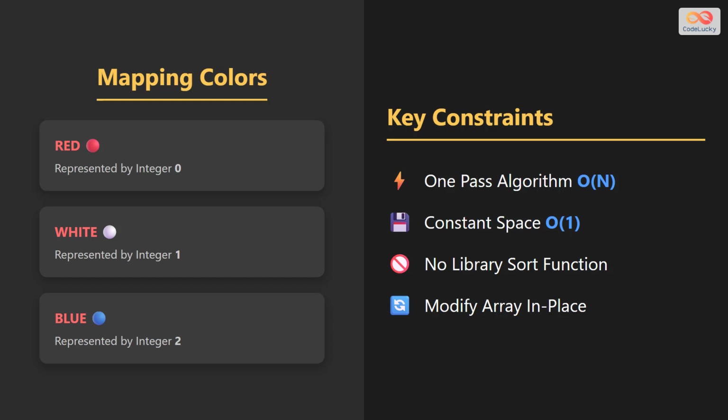The key constraints are what make this interesting. You must solve this without using the library's built-in sort function. Furthermore, we are aiming for a one-pass algorithm that uses constant extra space.